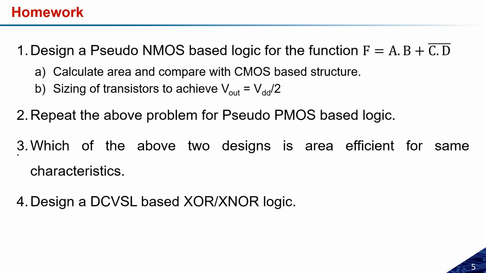And this is the third question: which of the above two designs is area efficient for the same kind of timing characteristics? So you need to answer this question. And the fourth question is to design DCVSL based XOR and XNOR logic. So this is the homework, please do it at home. And these are all very easy, so you can do it, that's not a problem.